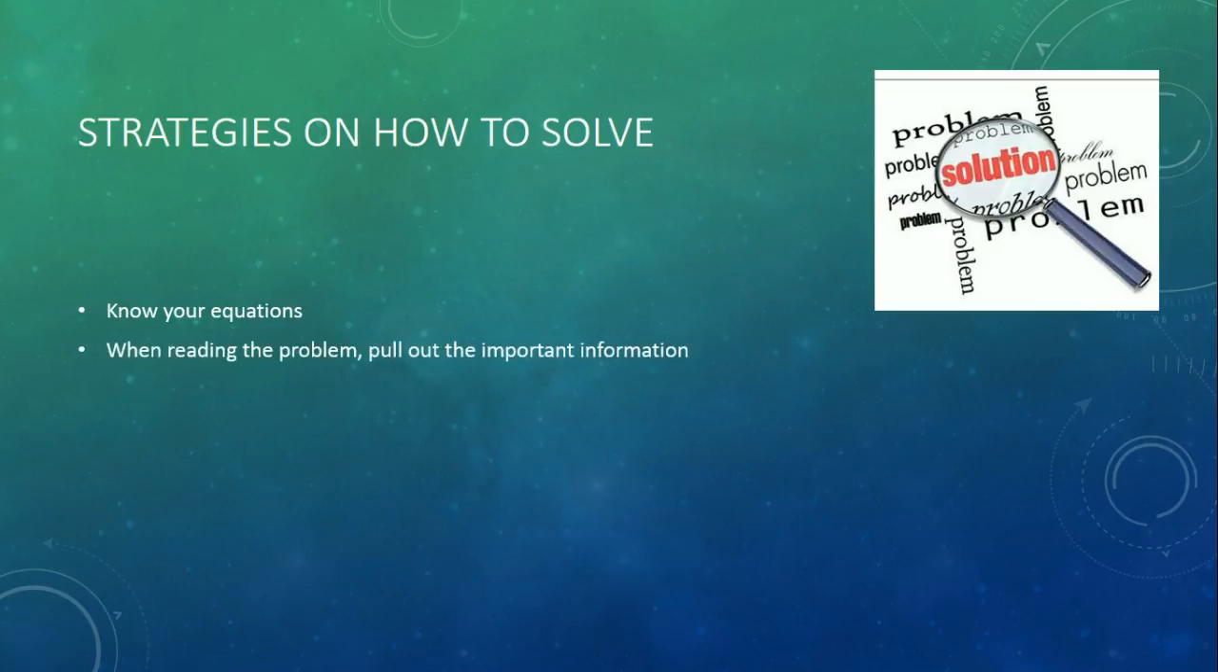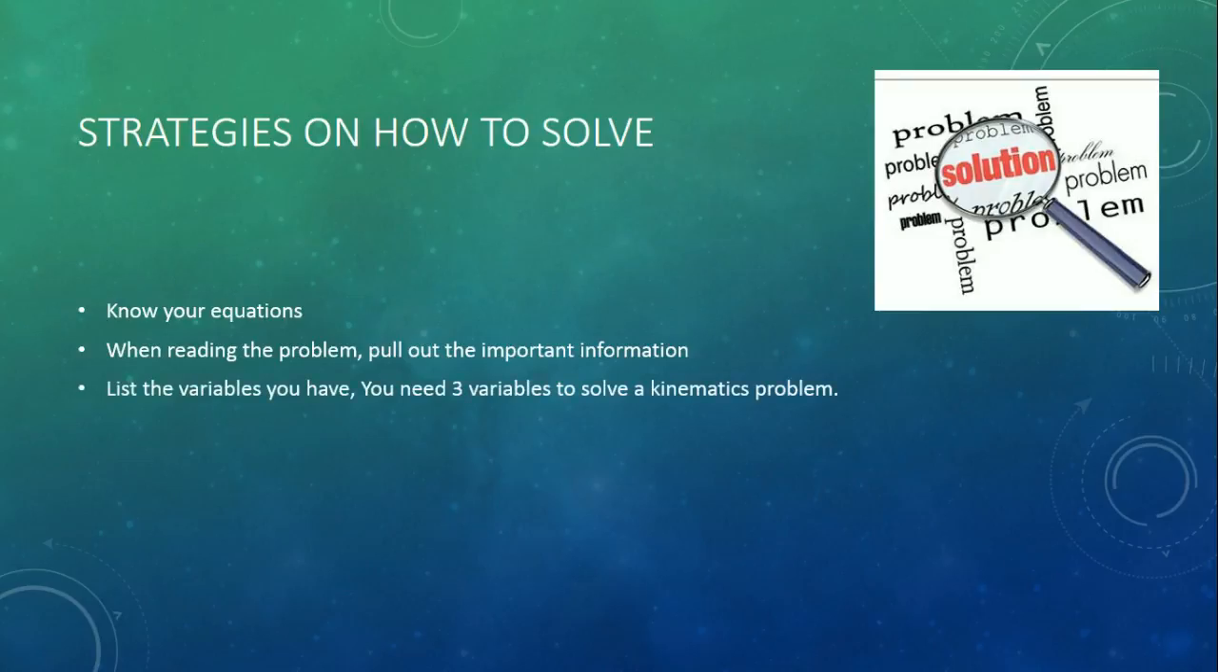When reading the problem, like in every class, you should always extract the important information, because these problems tend to be word problems. So list the variables you have, and to solve a kinematics problem, you need to know 3 variables. The magic number to solve a kinematics problem is 3. List what variables you need to solve for and find the right equation.